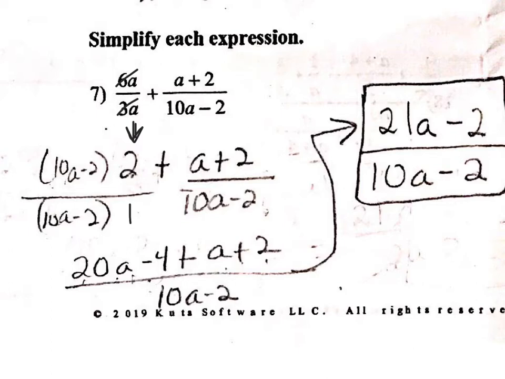Now the next step is to go ahead and combine these. So I combined them and got 20a minus 4, and then I also have an a plus 2, all over my common denominator of 10a minus 2. Then I simplified. 20a plus a is 21a. Negative 4 plus 2 is negative 2, all over my common denominator of 10a minus 2. And that's my final solution. So that's the final expression simplified.